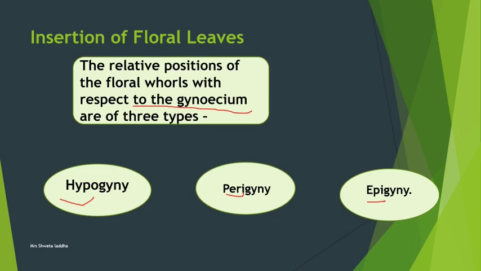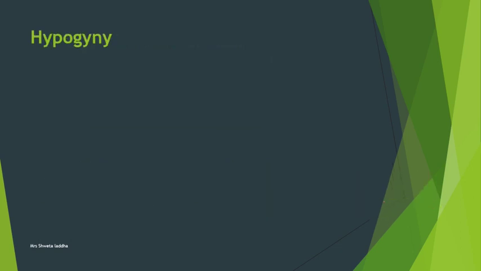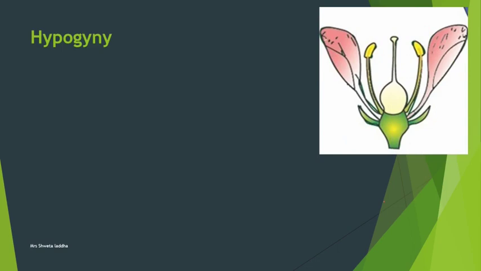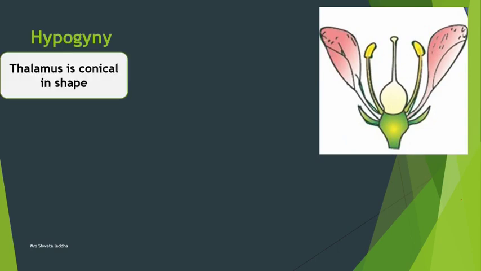What are we talking about? The calyx, the corolla and androecium with respect to the position of the gynoecium on the thalamus. So let us see one by one. First we'll discuss hypogyny. Hypo, below the gynoecium. Here in this case, the gynoecium is at the top.